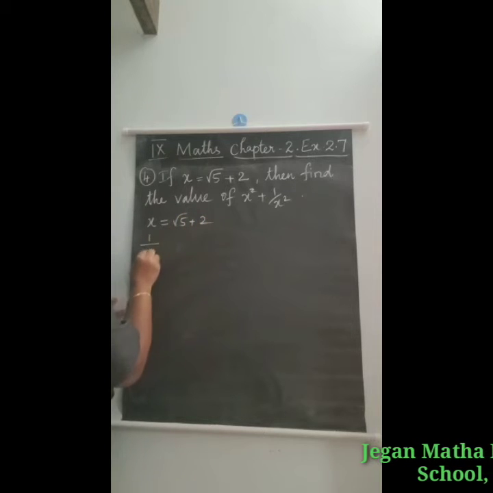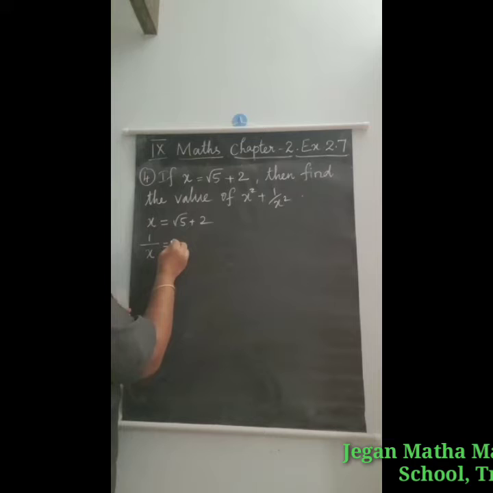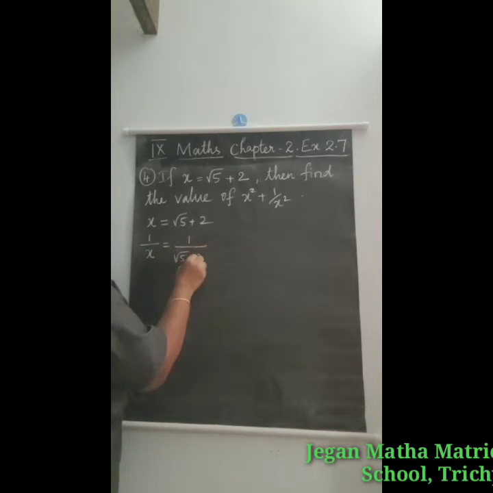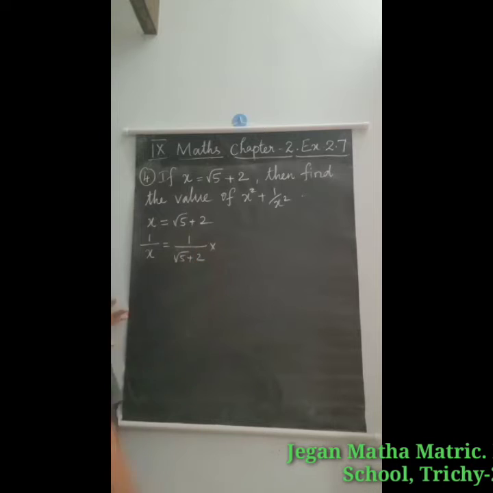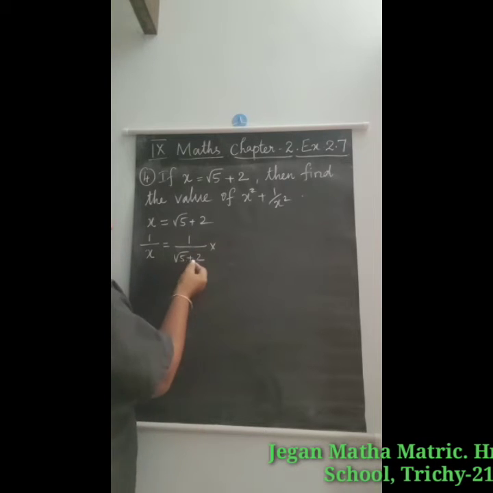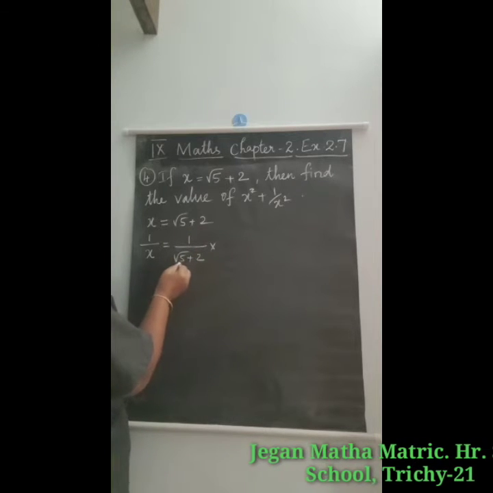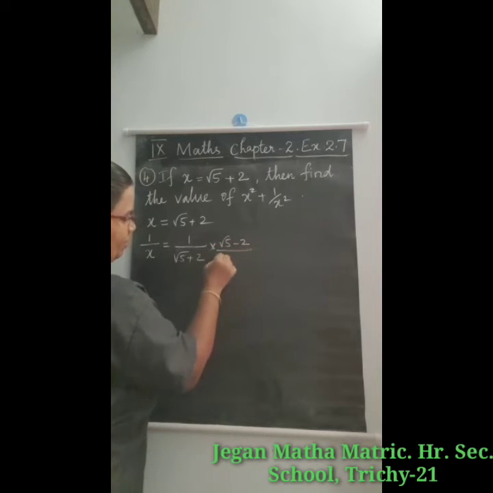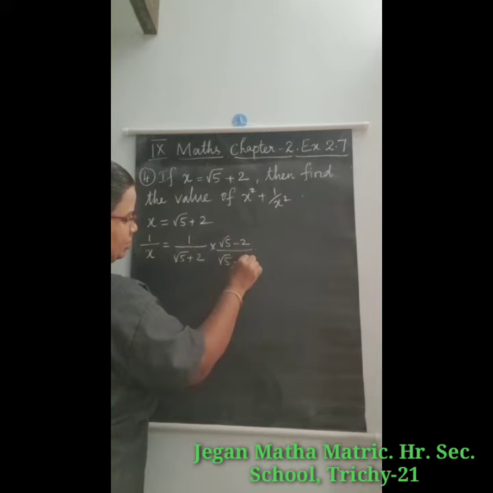What is 1 by x? 1 by x is equal to 1 by root 5 plus 2. So, you have to multiply and divide by the conjugate because you have to rationalize the denominator. So, root 5 minus 2 divided by root 5 minus 2.